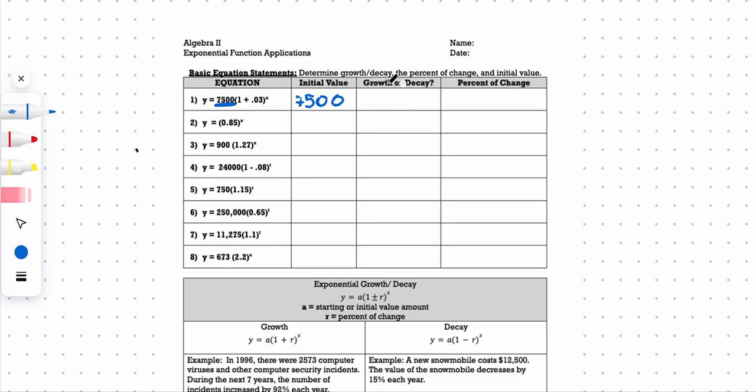And now we're asked whether this resembles growth or decay. So what we want to do is look at our b value, which is what's inside our parentheses. We want to see, is that greater than 1 or less than 1? Since we're adding 0.03, that's greater than 1. And if we look at our last video, if the b value is greater than 1, that's going to be growth. So it's going to look something like this. This is growth.